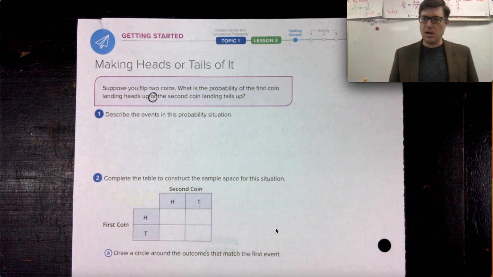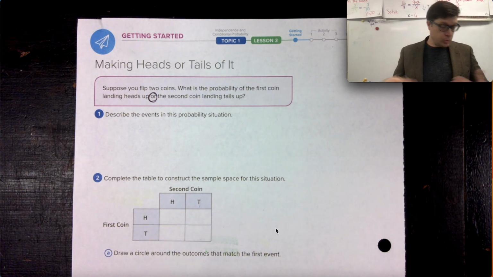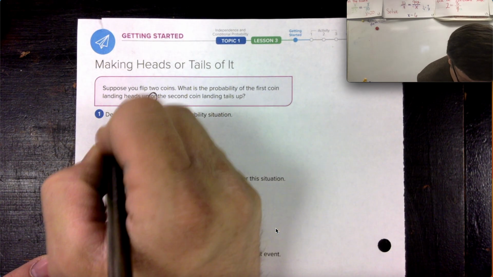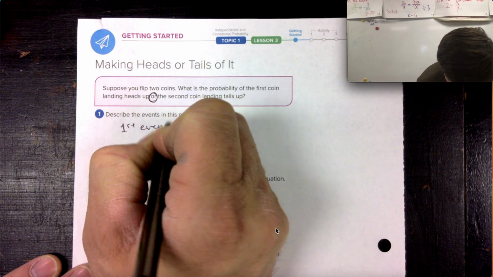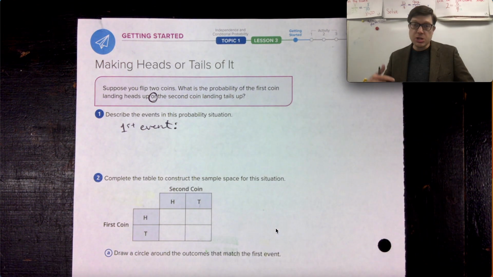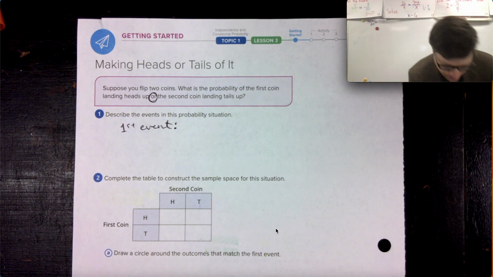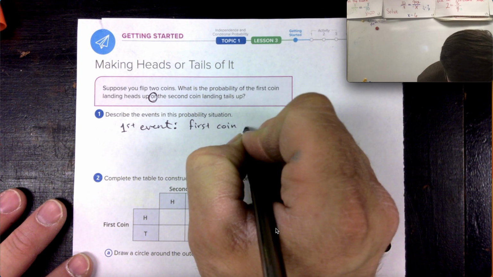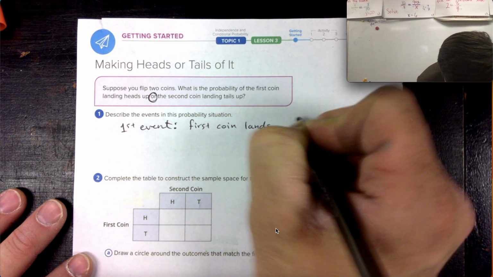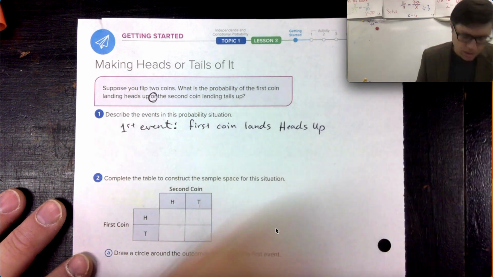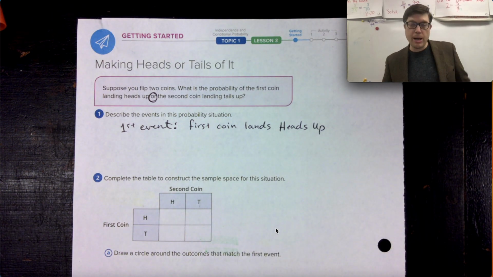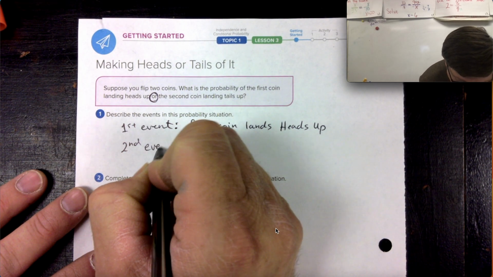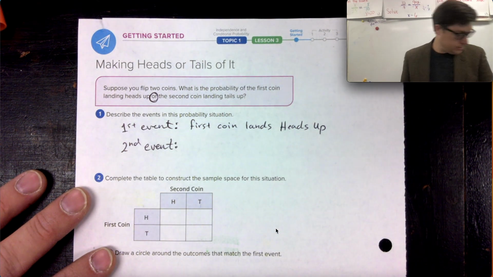Describe the events of the probability situation. So there are two events because there's two actions. The first event is the situation where the first coin lands heads up. The second event, separated by the "or" in that sentence, is that the second coin lands tails up.